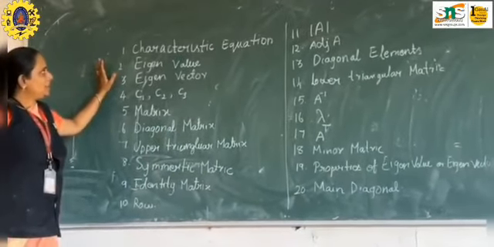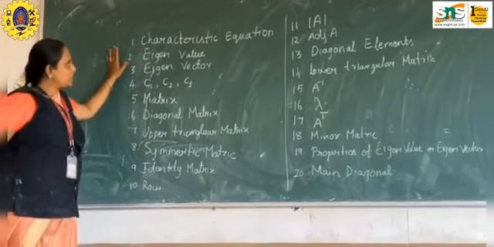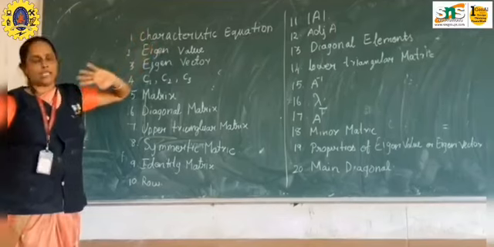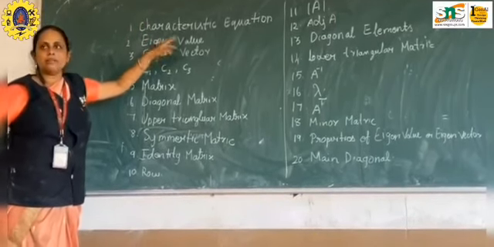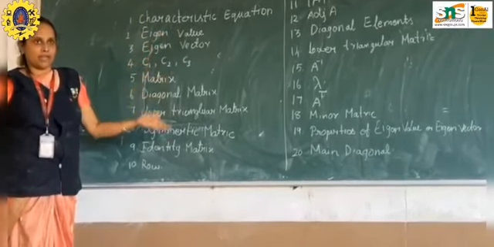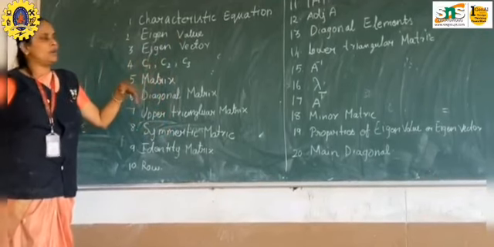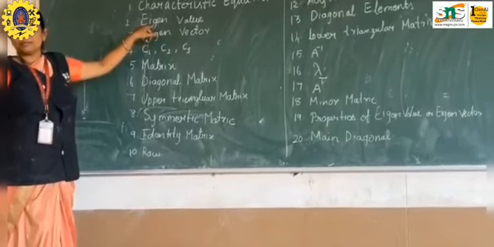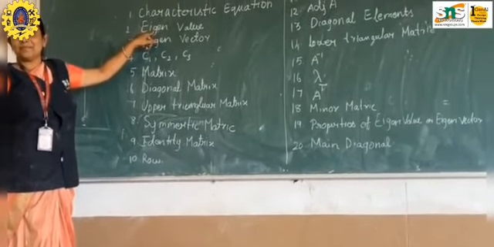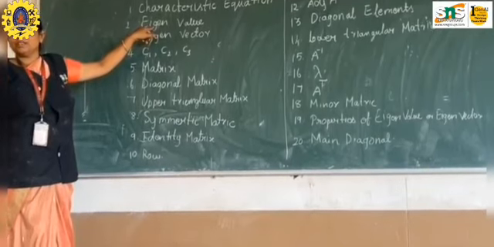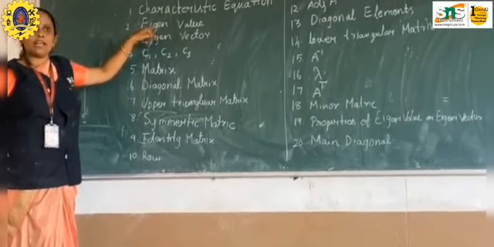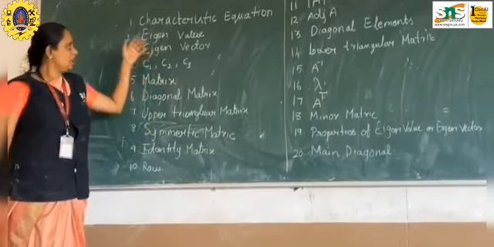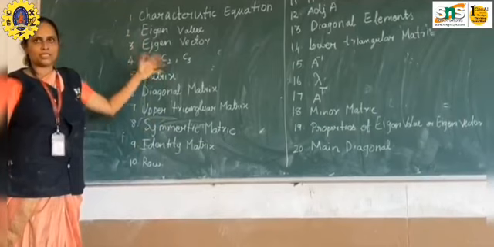So first, all of you explain what is characteristic equation. Can anyone explain the characteristic equation, or what is eigenvalue? Eigenvalue is denoted by the symbol lambda. Similarly, explain eigenvector, C1, C2, C3.